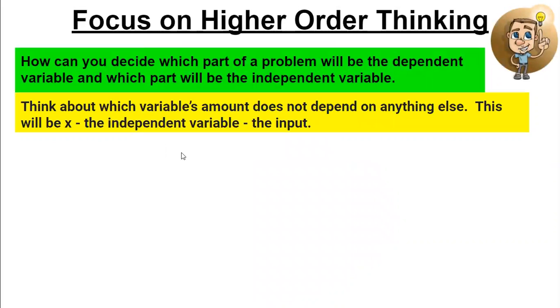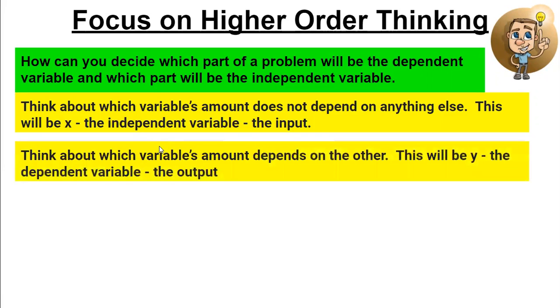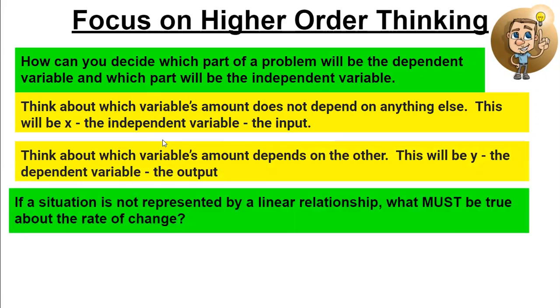Okay, let's focus on some higher order thinking. How can you decide which part of a problem will be the dependent variable and which part will be the independent variable? Think about which variable's amount does not depend on anything else. This will be x, the independent variable or the input. Time is always an x. You won't always have time, but if it is, you know right away. Think about which variable's amount depends on the other. This will be y, the dependent variable or the output. Cost is always a dependent variable.